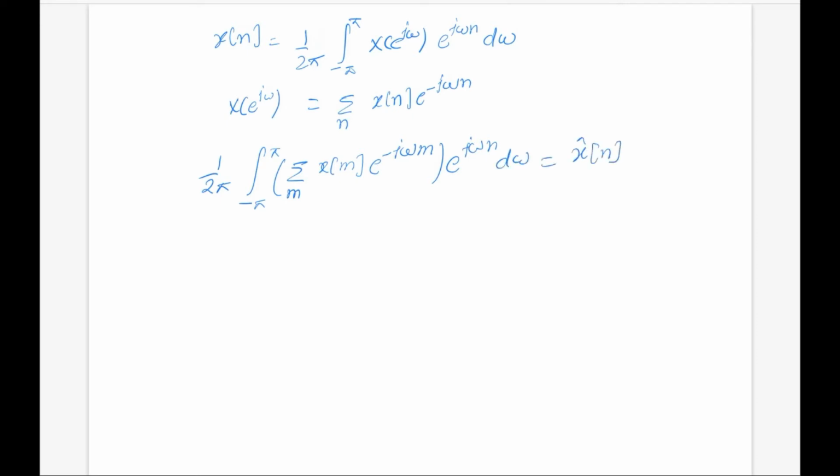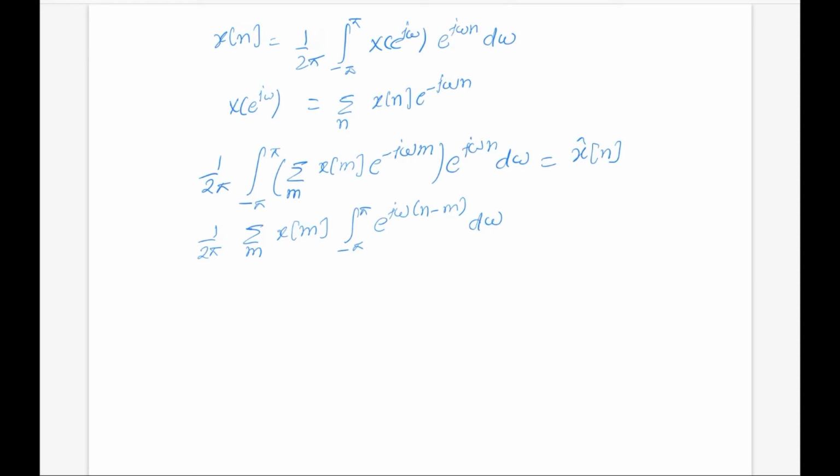To prove the inverse Fourier transform, if the infinite sum converges uniformly for all values of omega, then we can actually interchange this summation and the integral. So it will be 1 upon 2π, summation over m of x[m], integral from minus π to π of e^{jω(n-m)} dω.